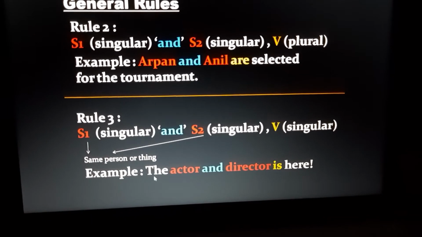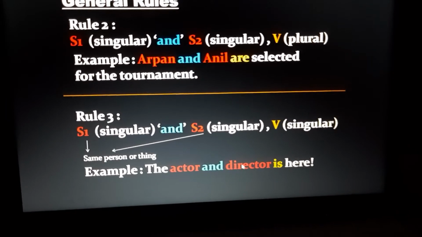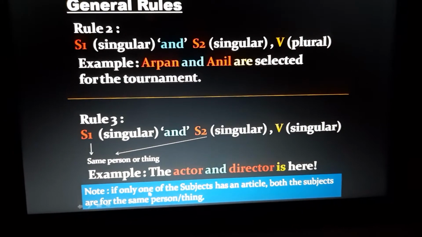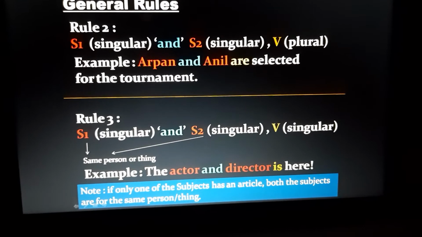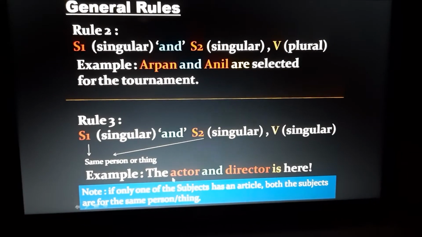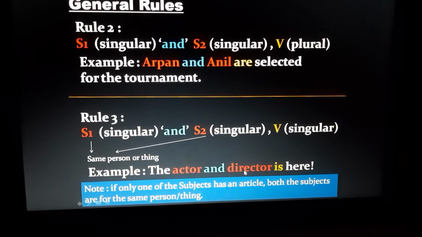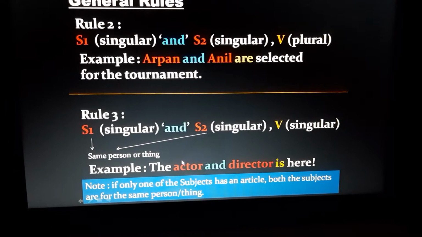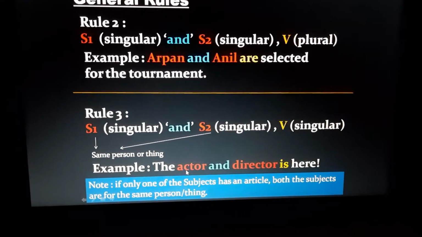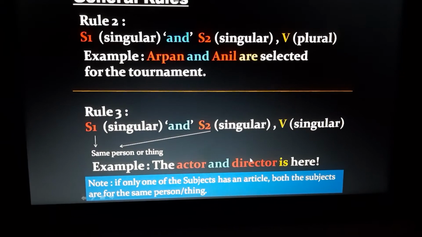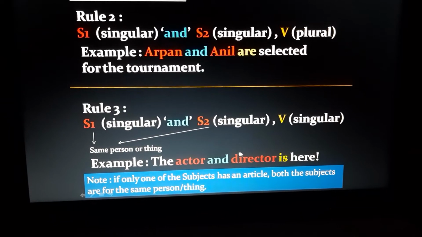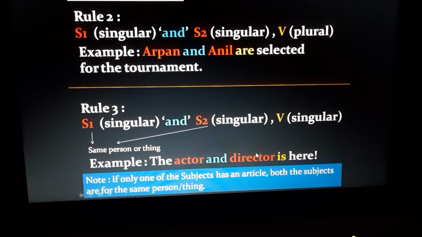Now how will we come to know whether actor and director are the same person or different people? Look at this note, which is very important. If only one of the subjects has an article, both the subjects are for the same person or thing. Here there are two subjects: subject 1 is actor and subject 2 is director. If one of the subjects has the article and the other does not have any article, that means both subjects refer to the same person or thing. Here, before actor, we have the article the, but before director, there is no article. That means actor and director are the same person.